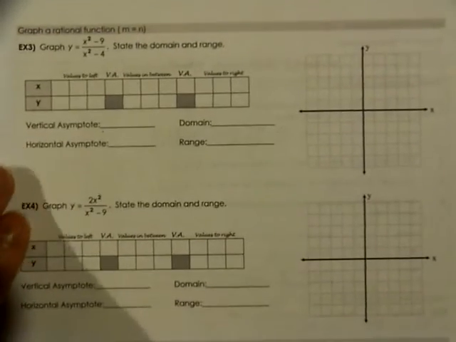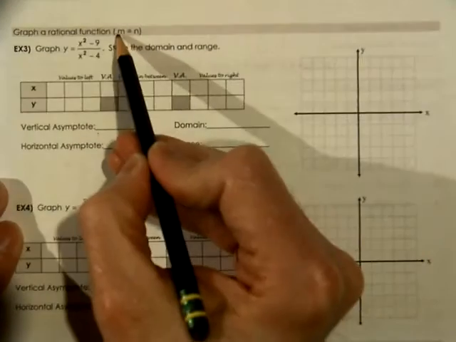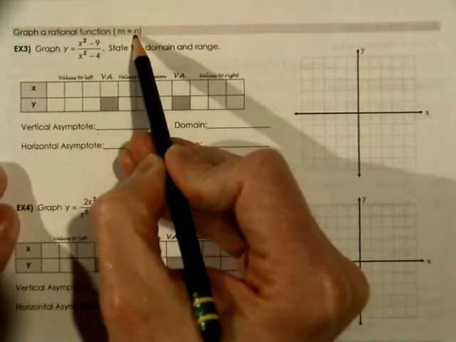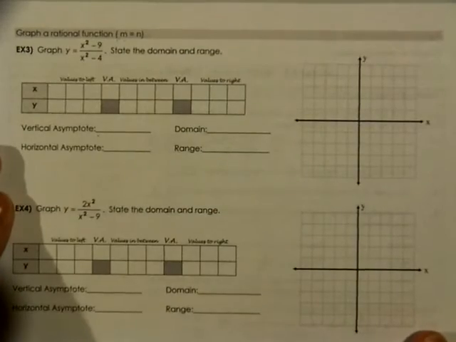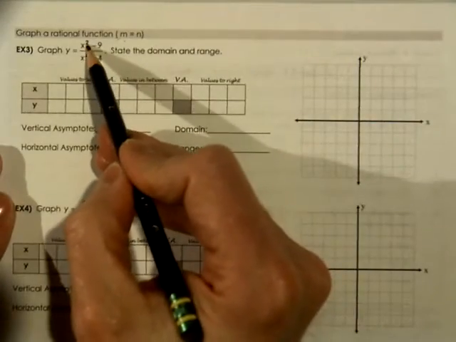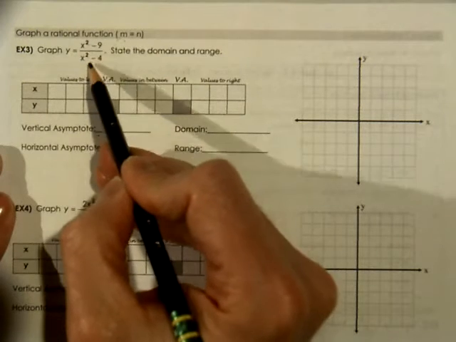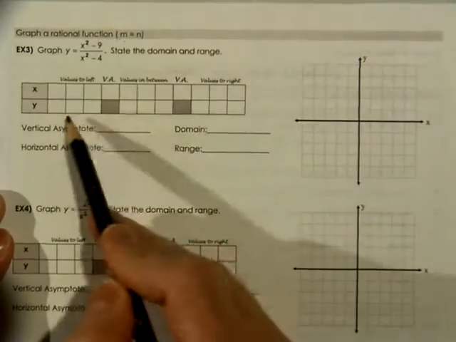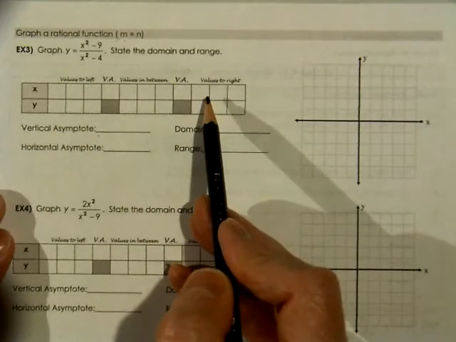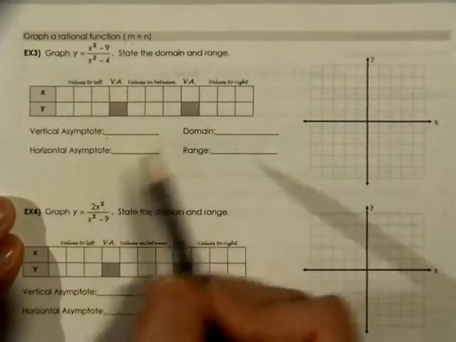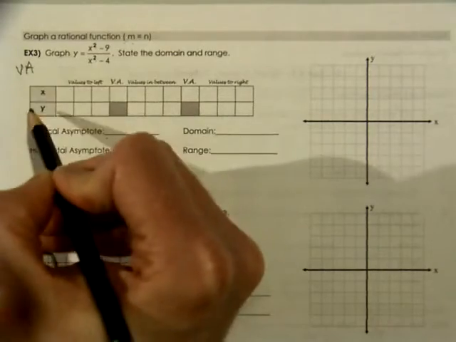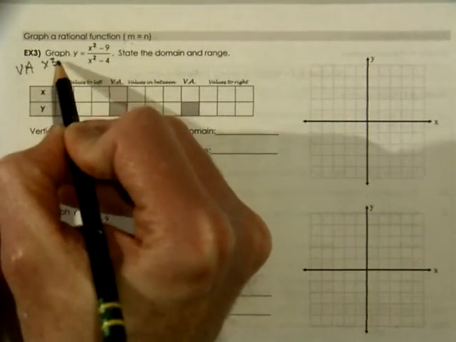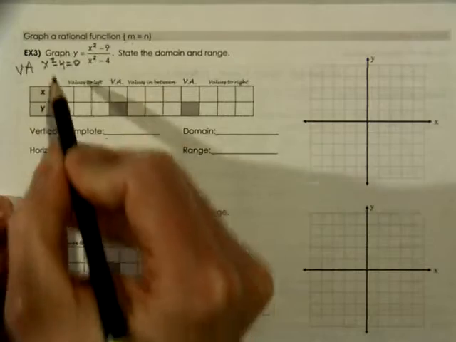So now we're coming down and we're going to look at cases where m is equal to n. So the degree of the top is equal to the degree of the bottom. The tables look a little crazy, but it's all done the same way. We start out with a vertical asymptote. We take the denominator and we set it equal to 0.